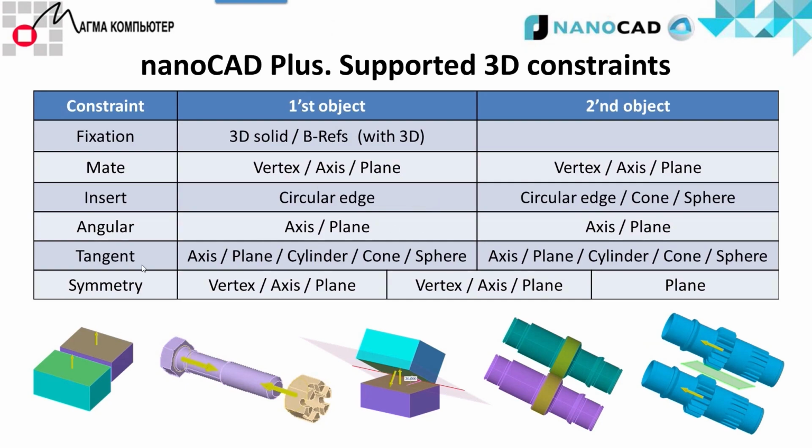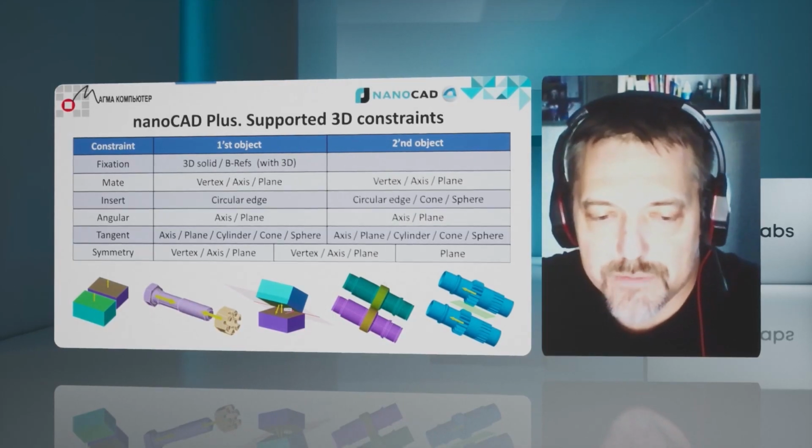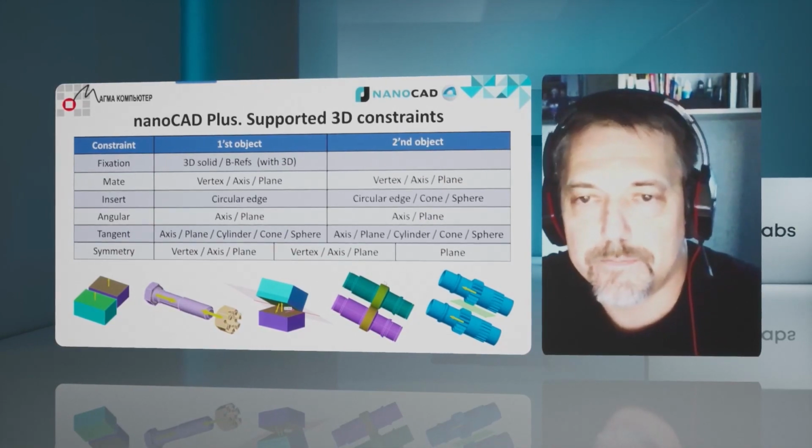Talking about the tangent constraint, not all possible combinations are currently valid. For example, a cylinder surface cannot be used in a pair with a conical or spherical one. Moreover, a tangency between two cylindrical surfaces doesn't mean that their axes will be parallel. Such limitations must be added by users explicitly.